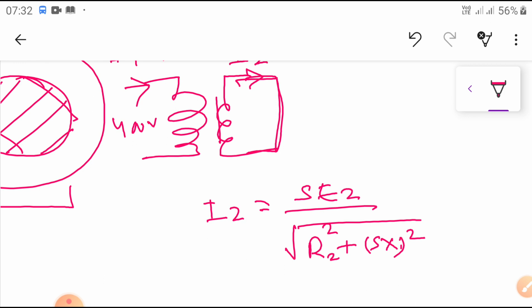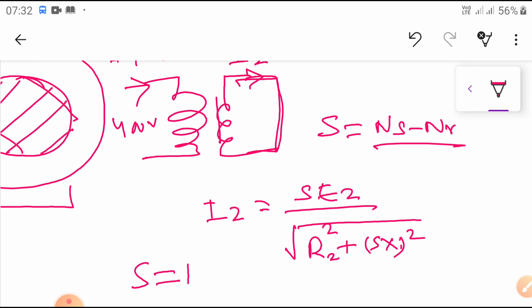So what is this current flowing in the rotor? Initially the slip S is equal to 1. Slip is maximum, 1, at the standstill condition, when the rotor speed is 0. What is S at that speed? S is equal to ns minus nr by ns. The rotor speed initially at standstill condition is 0, so ns by ns becomes 1, which is the maximum at standstill condition.